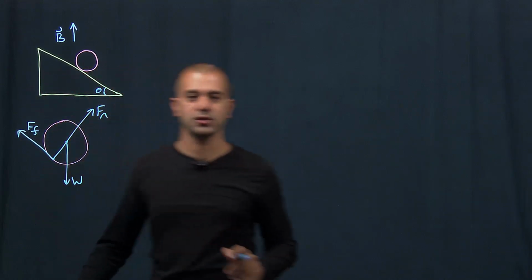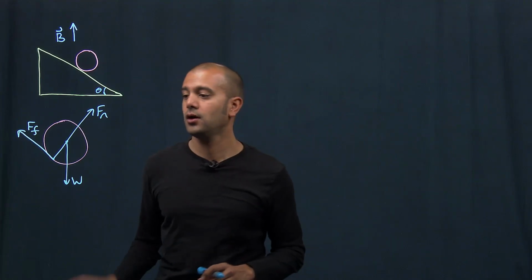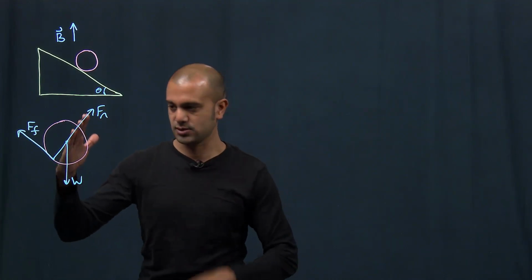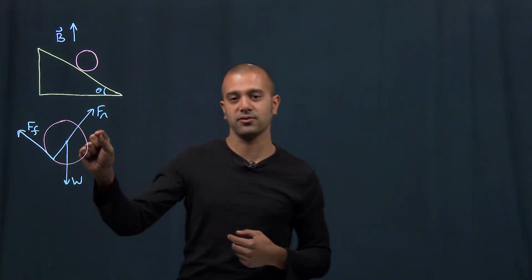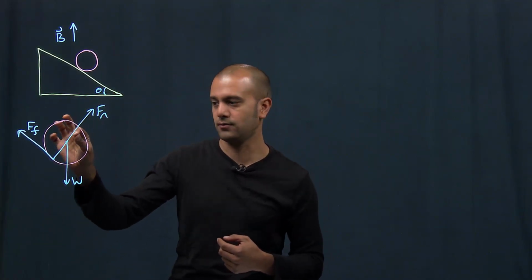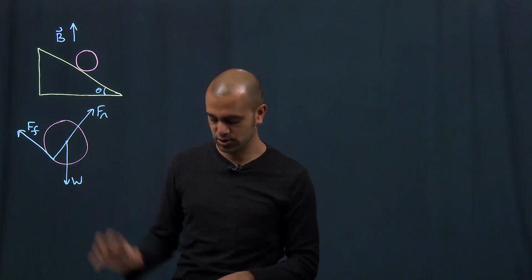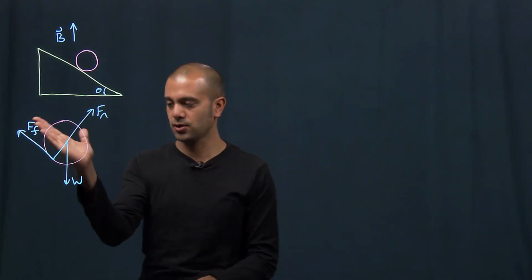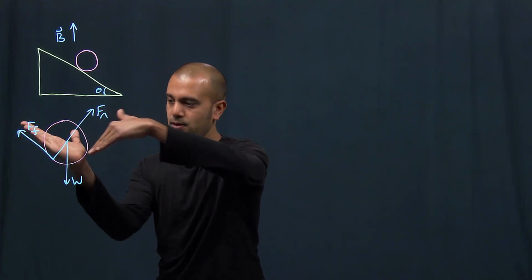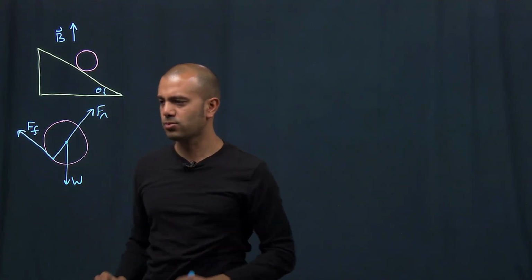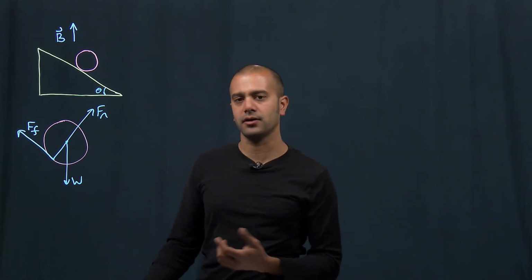Now, out of these three forces, only one of them actually provides a torque. The normal force does not provide a torque because it's parallel to the radial direction, so it doesn't cause any rotation. The weight doesn't provide any torque because it acts at the center of the mass, which won't cause any rotation either. However, the frictional force will cause a torque because the radial direction is not parallel to the force acting.